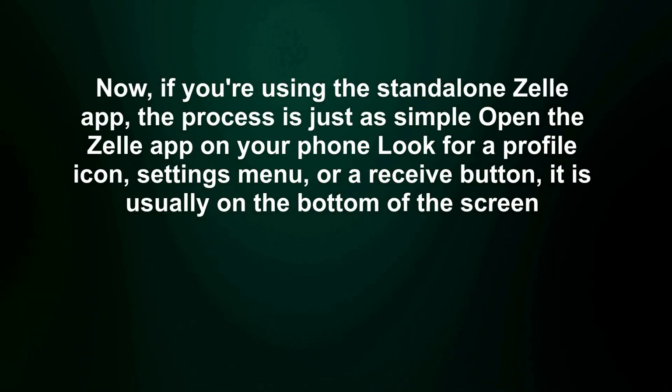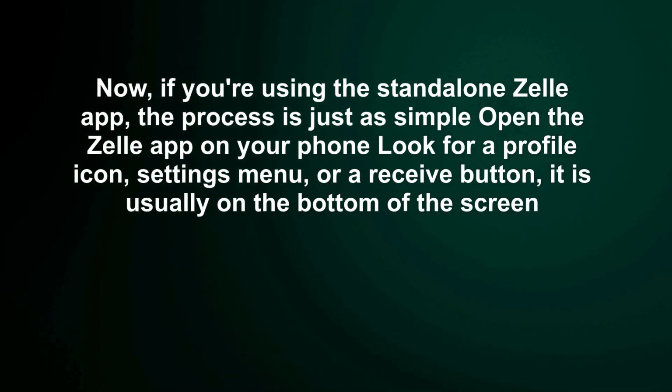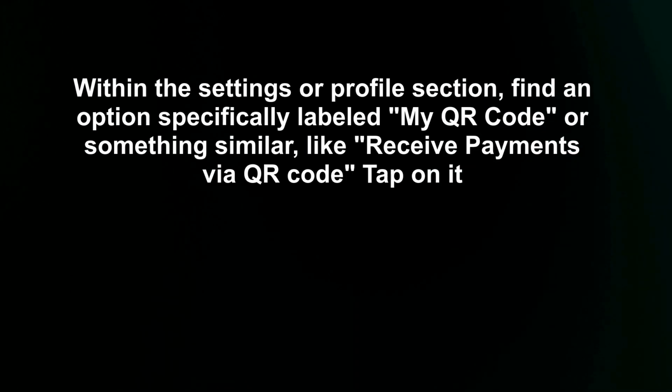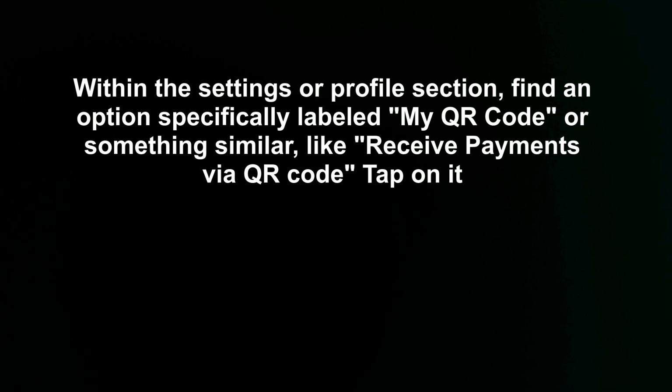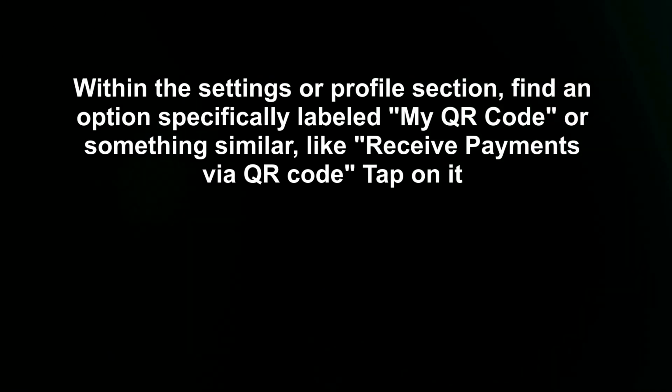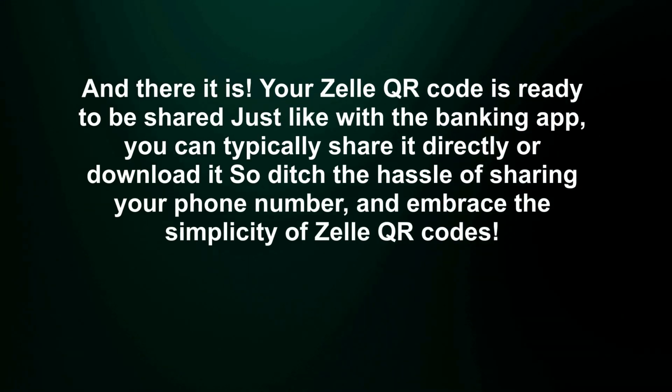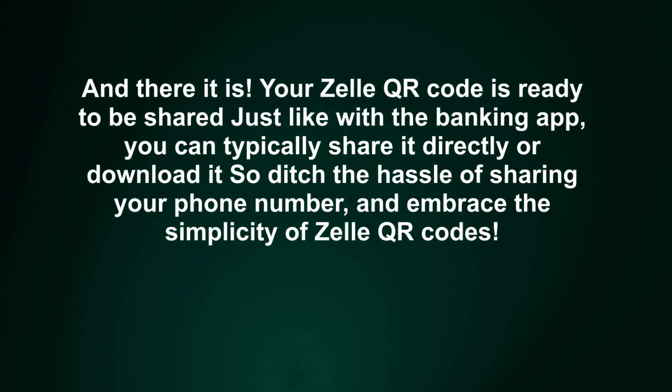Open the Zelle app on your phone, look for a profile icon, settings menu, or a receive button. It is usually on the bottom of the screen. Within the settings or profile section, find an option specifically labeled My QR Code or something similar, like Receive Payments via QR Code. Tap on it. And there it is. Your Zelle QR code is ready to be shared.